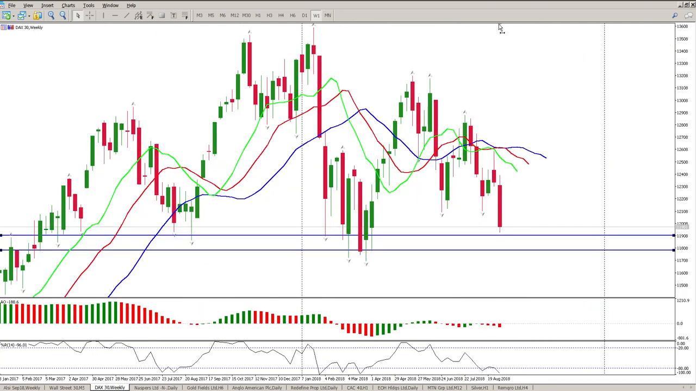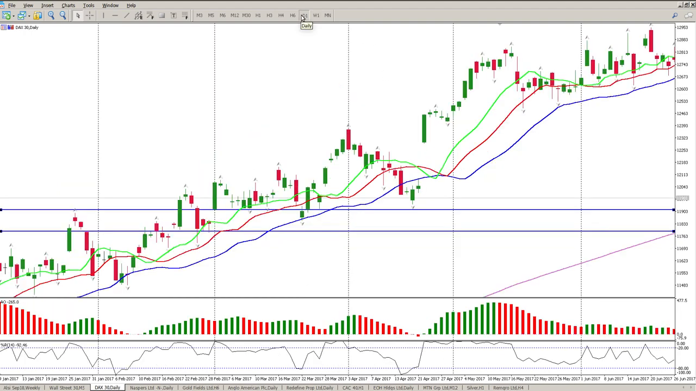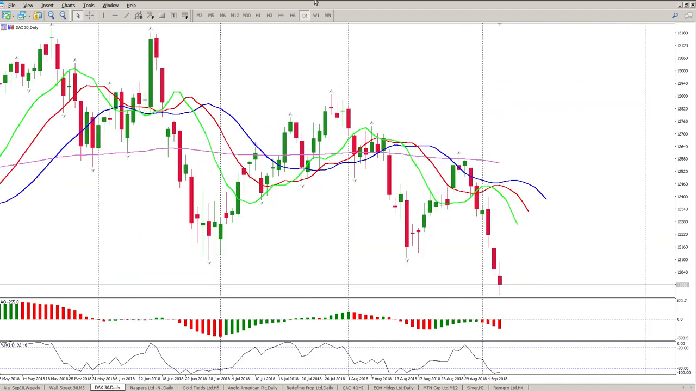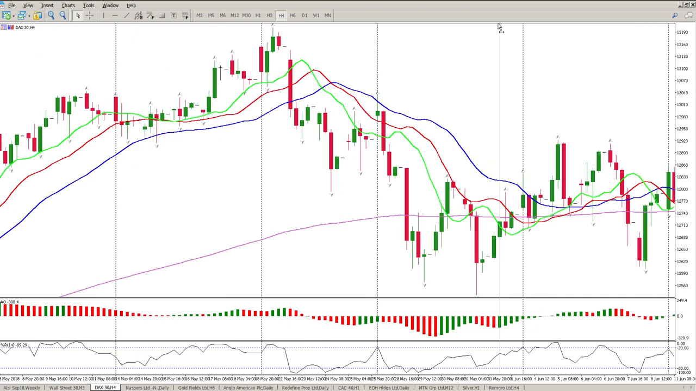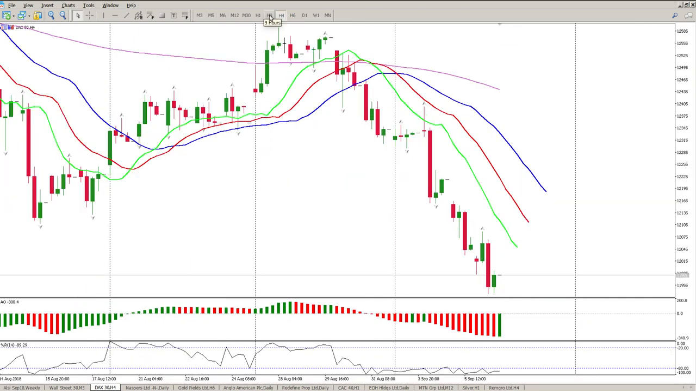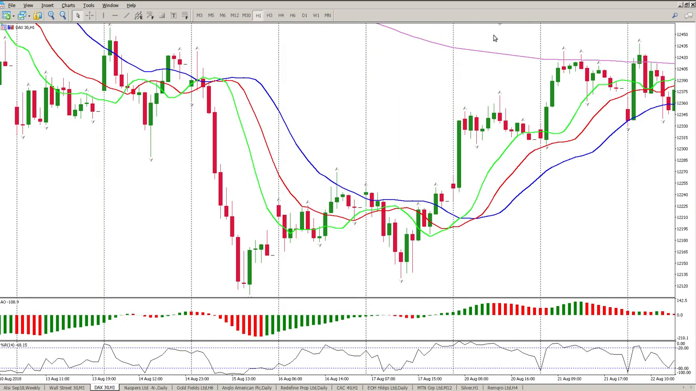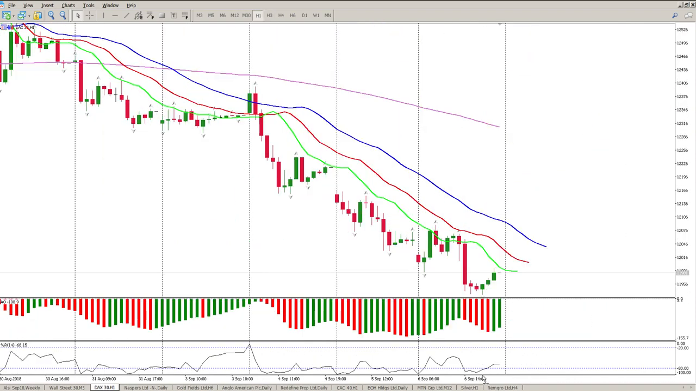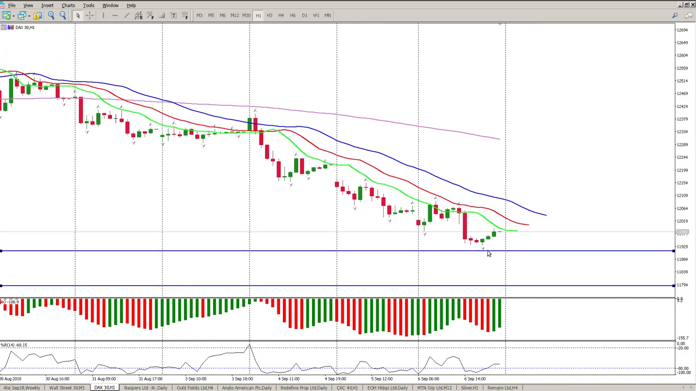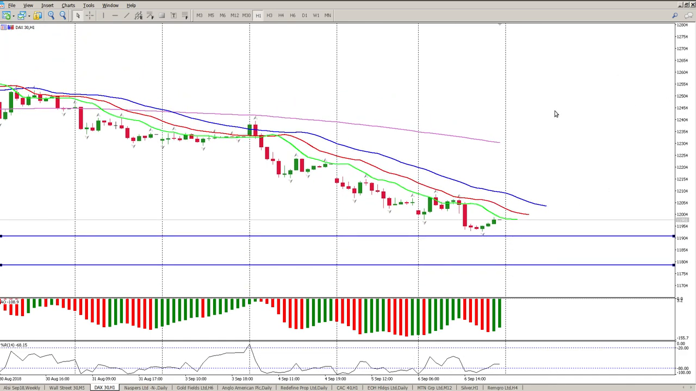We are oversold on the weekly. We're extensively oversold on the weekly. We are oversold on the daily, we're oversold on the 4-hour, we're oversold on the 3-hour, and we're oversold on the hour. So I am watching this area with a lot of interest because I have a feeling that we are going to have a really great setup for a swing trade to the upside.